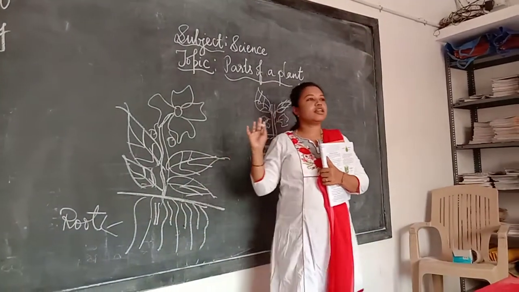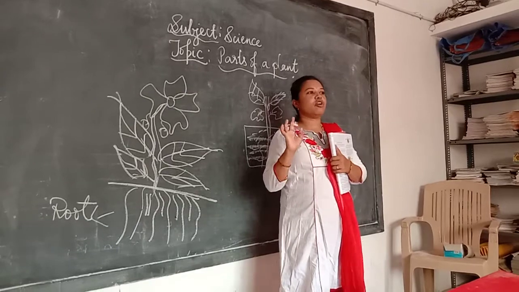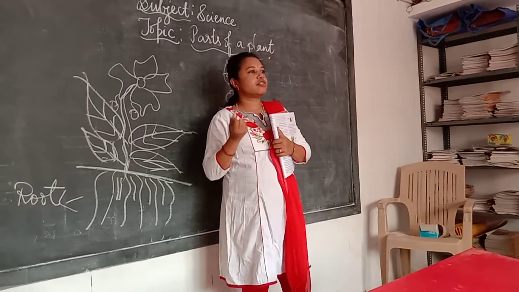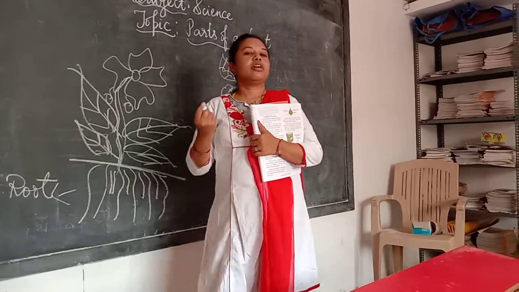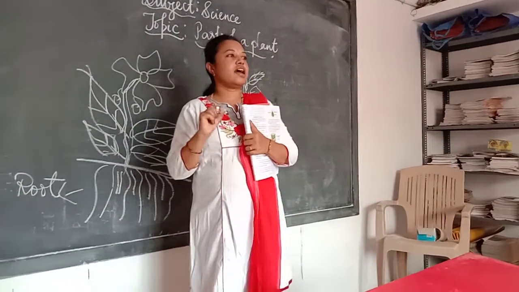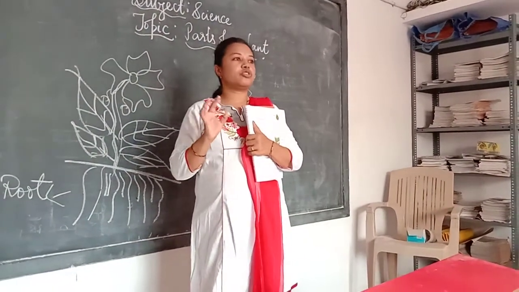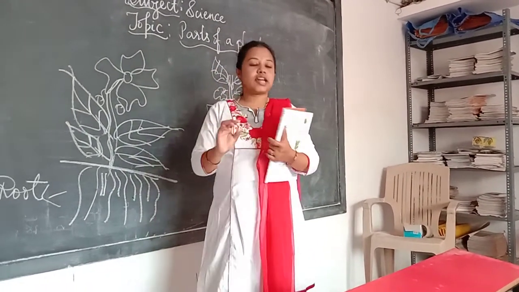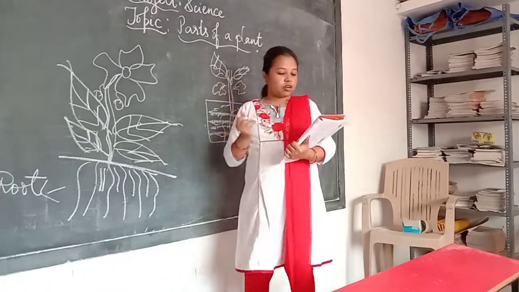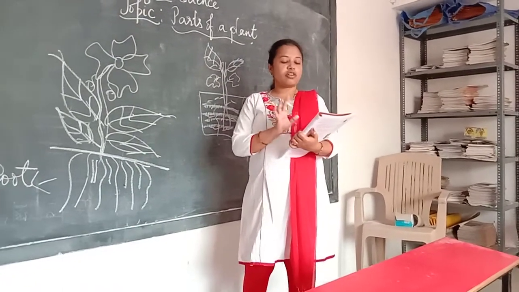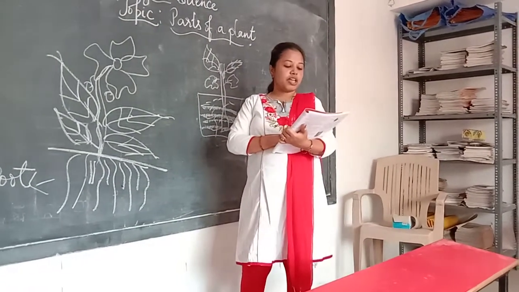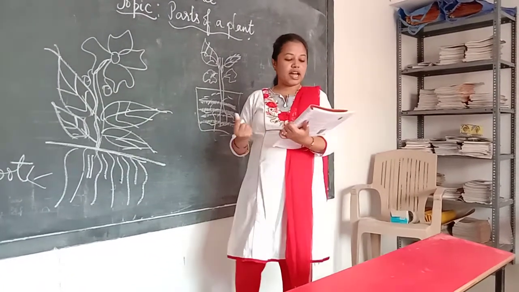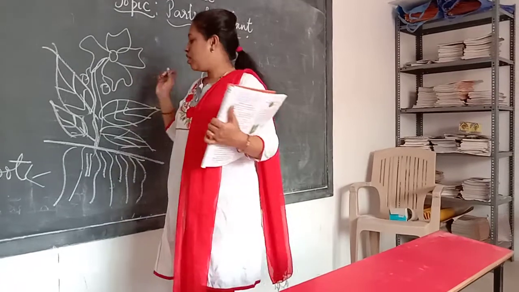Actually, the tree will not fall down so easily because the roots are firmly and tightly inside the soil. The roots hold the tree tightly. So it will not get uprooted easily. This is because the roots hold the soil particles tightly and secure the plant to the ground.